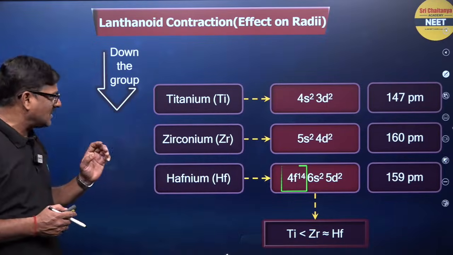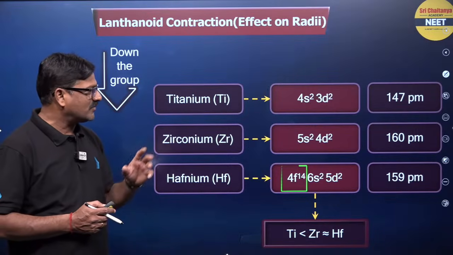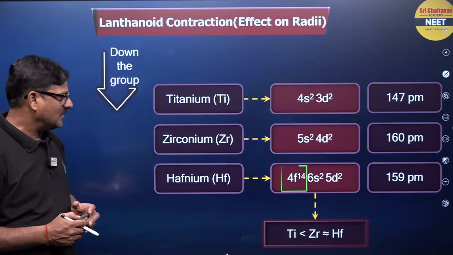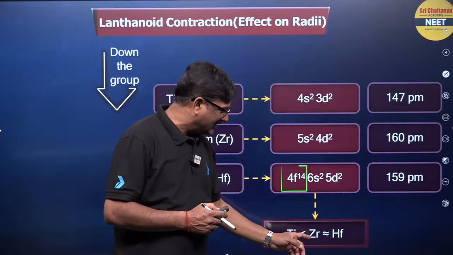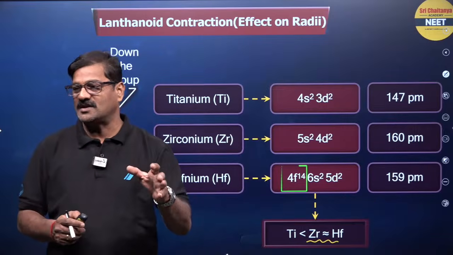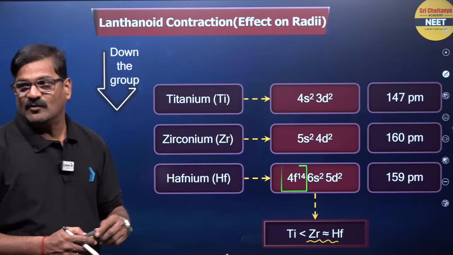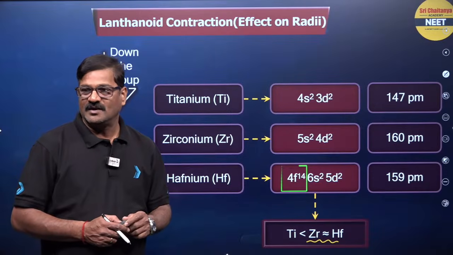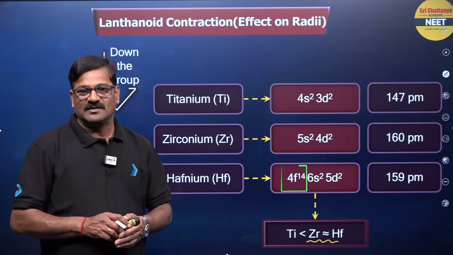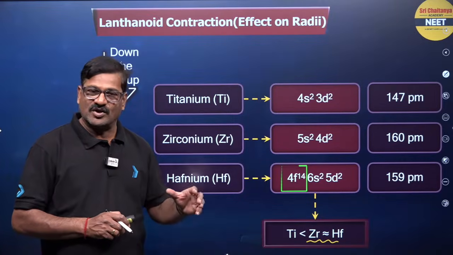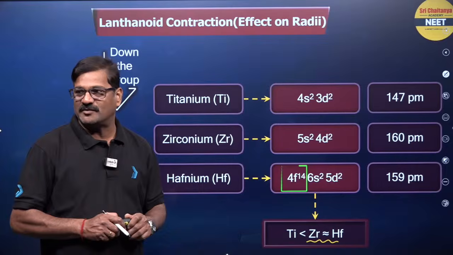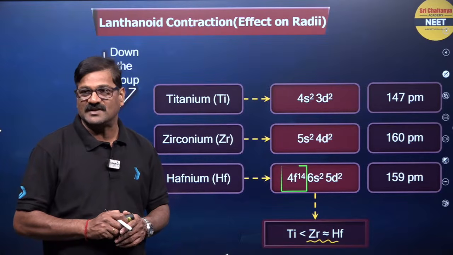So, titanium 4s2 3d2 is 147 picometers. Zirconium and hafnium: actually hafnium is supposed to be greater than zirconium, but zirconium and hafnium का जो atomic size है ना दोनों बराबर दिखता है, 159 and 160. So, this is the implementation of lanthanide contraction, and due to the same size, zirconium and hafnium will have similar physical as well as chemical properties. You need to know about that because of the lanthanide contraction.